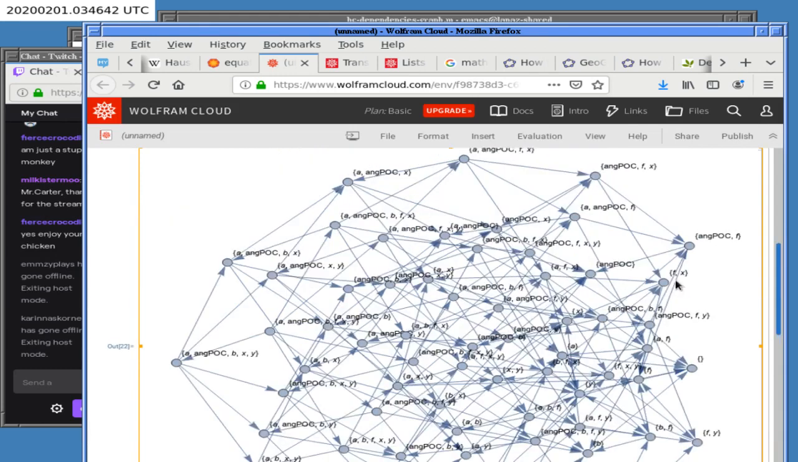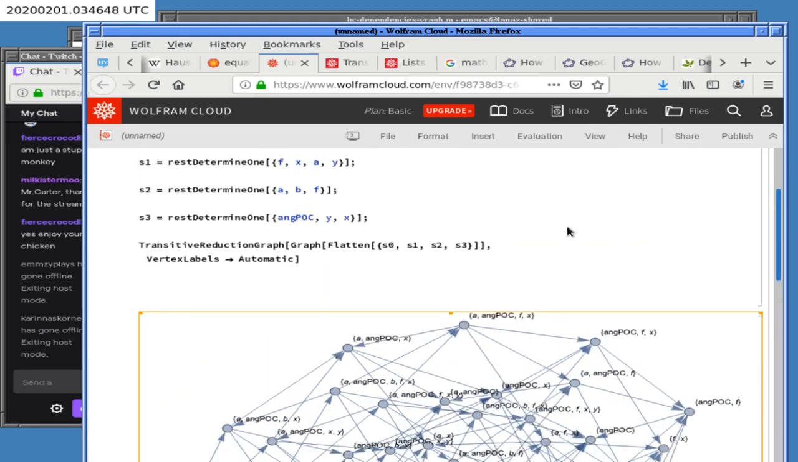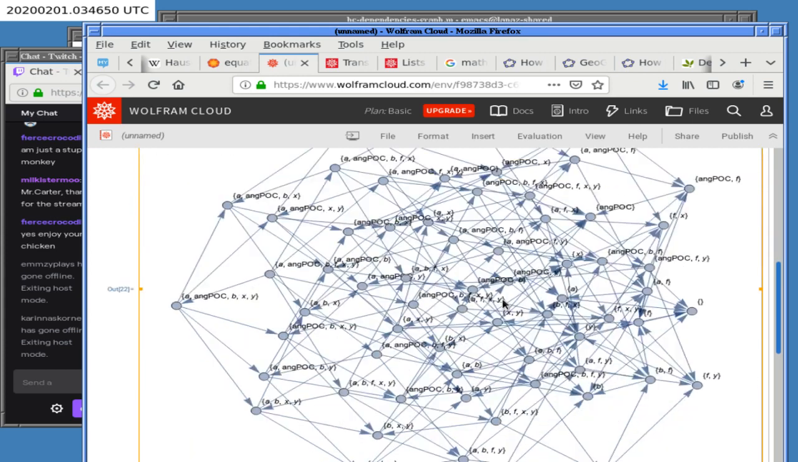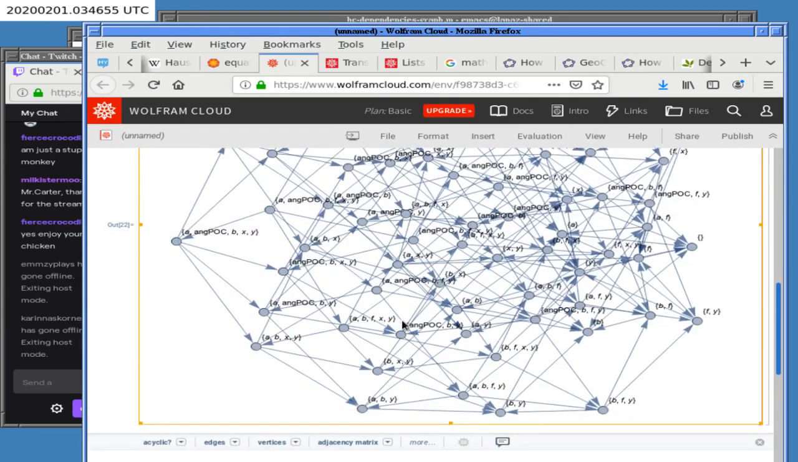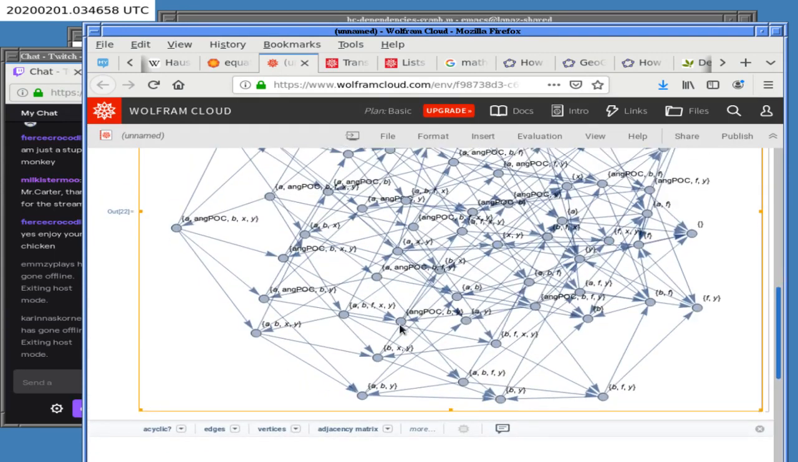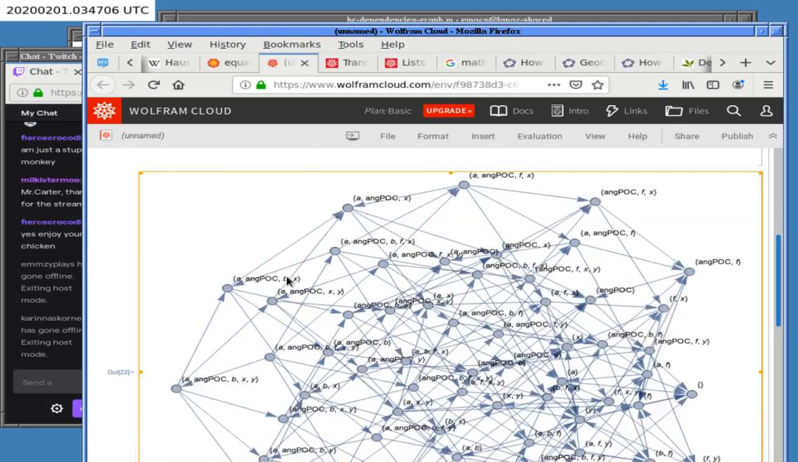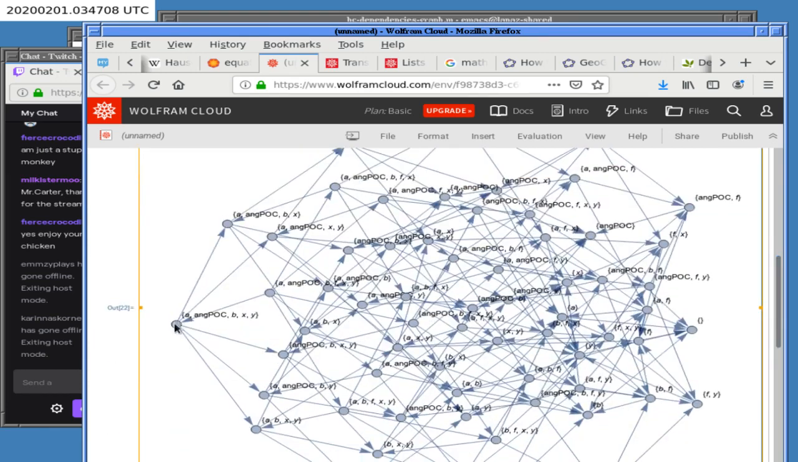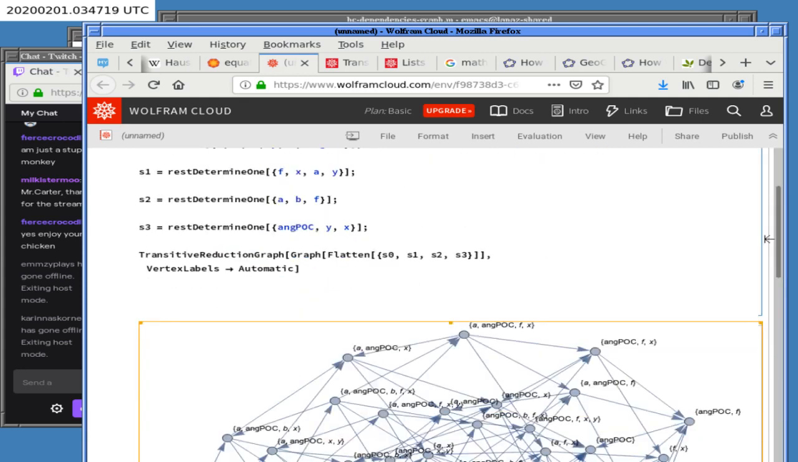So at the very least, this won't give us the formulas, but it'll tell us what you can get from what. One thing we could ask is, how could we get angPoc? What are the things that will lead us to angPoc? For that we'd actually need the transitive closure, not the reduction. The reduction is nice for looking at, though. Can I move these? I probably can't. This is just an image, right? I can't move these nodes around. Okay. So at some point we're going to actually look at the properties of this graph, not just a pretty print of the graph.